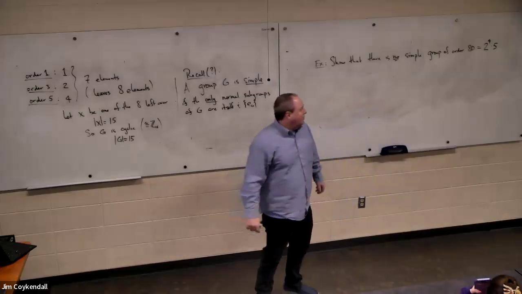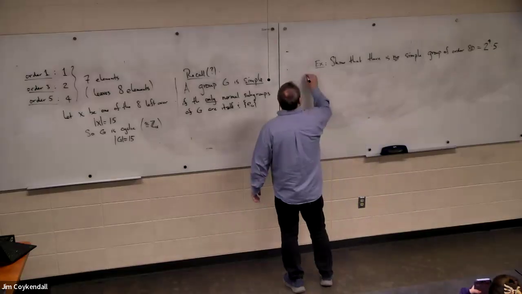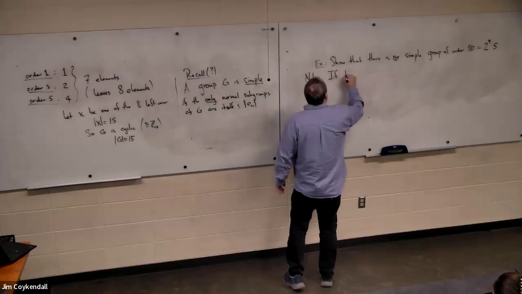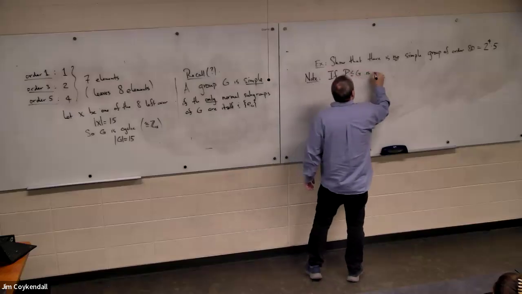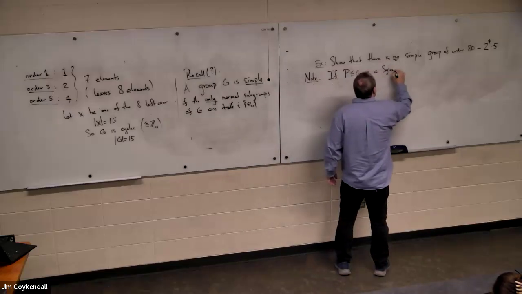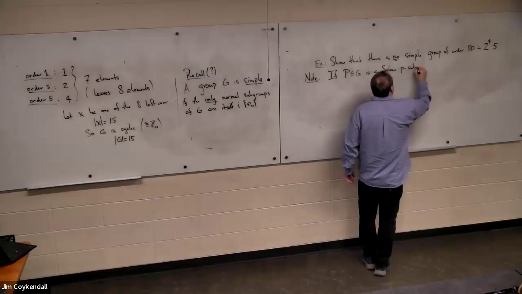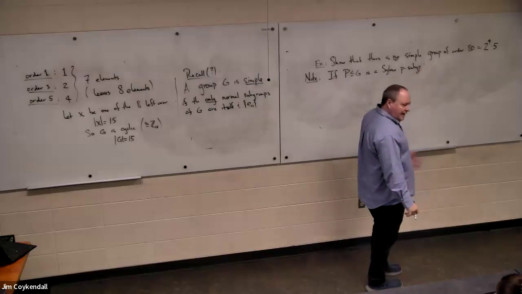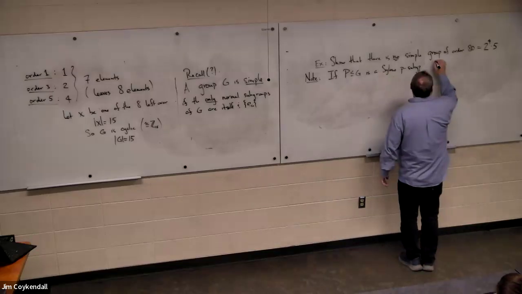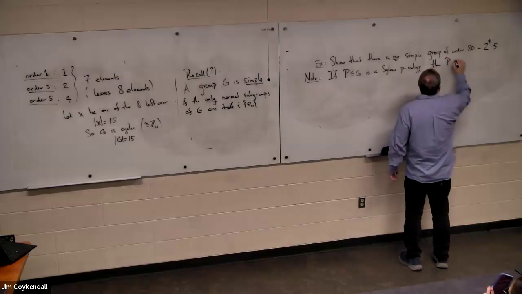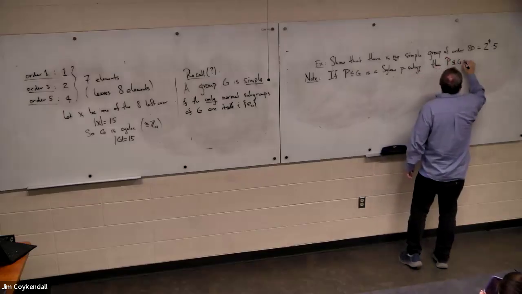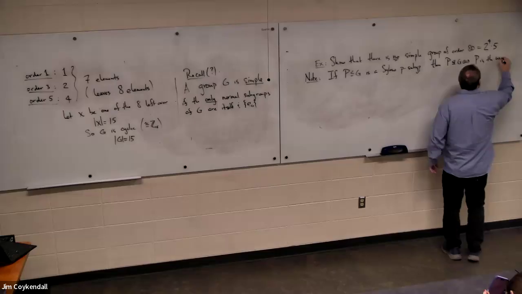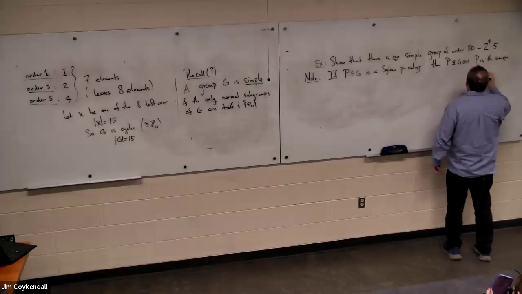Before I start off, let me point out a note. If P in G is a Sylow P subgroup, I might ask you to prove this for me later, but for now we can take this as a fact and I'll talk you through it. Then P is normal in G if and only if P is the unique Sylow P subgroup.